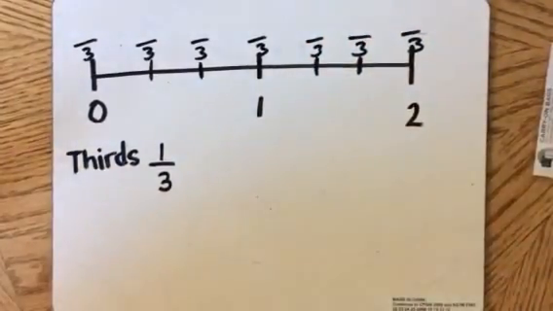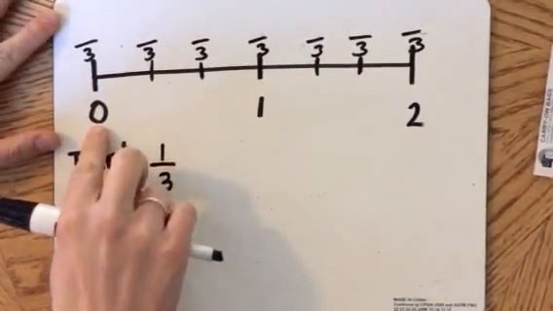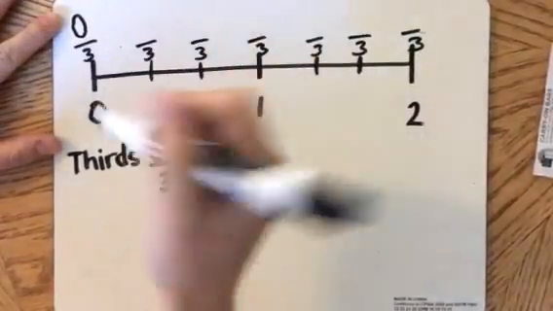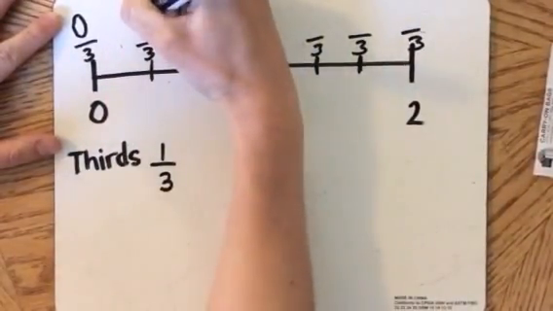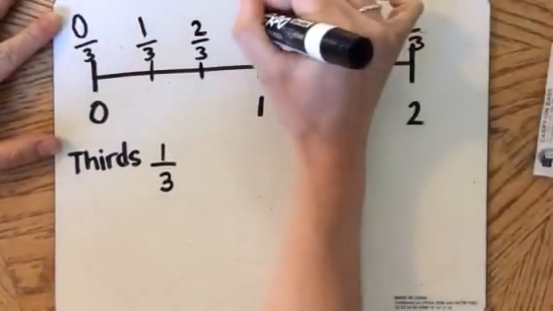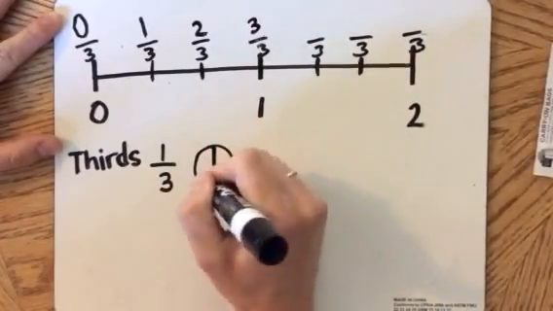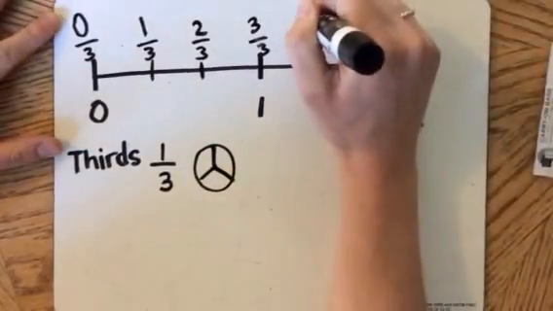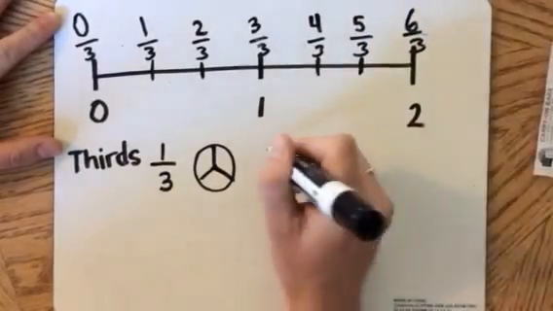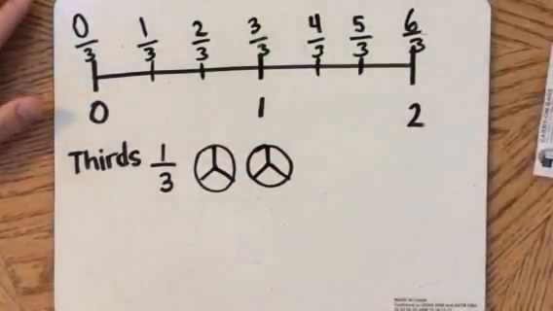Thirds. Excellent. If I have 0 here, how many thirds is that equivalent to? 0. Now counting up by 1/3, I have 1/3, 2/3, 3/3. Oh, excellent, because I know 3/3 is equivalent to 1 whole, 4/3, 5/3, and 6/3. Great, because I know 6/3 is equivalent to 2 wholes.